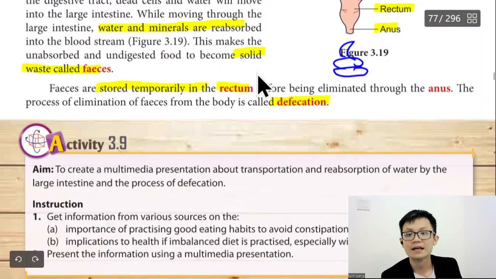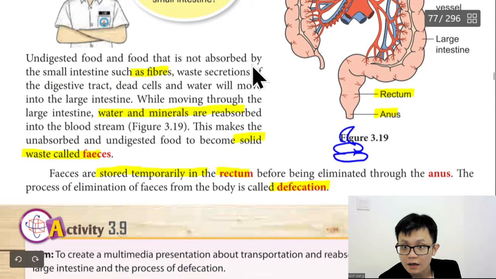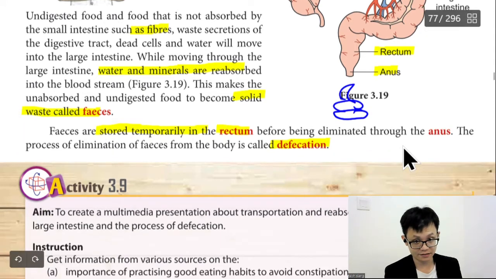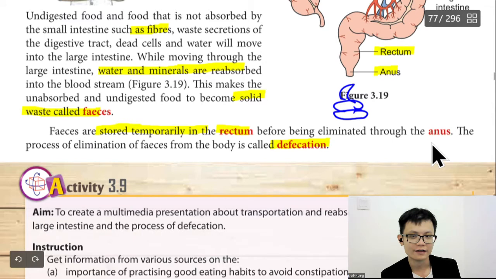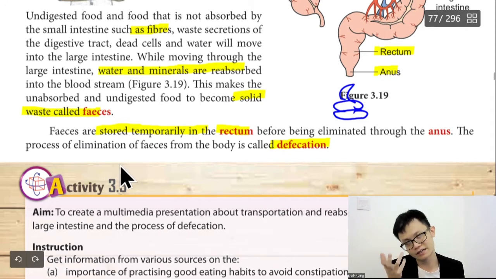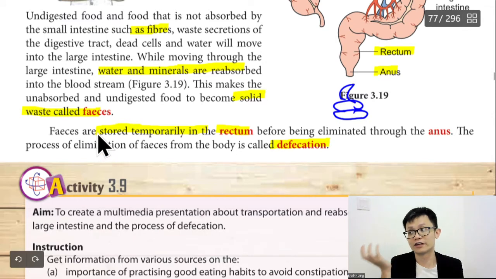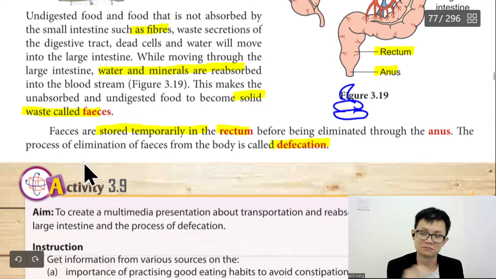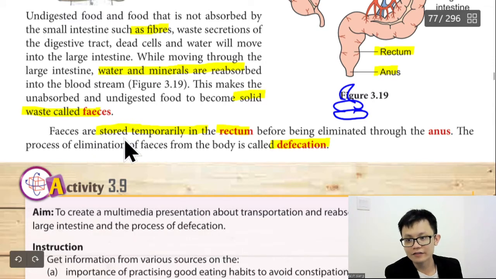Rectum. Let's look at it. What is the function of rectum? So this makes the unabsorbed and undigested food become solid. It's called feces. Feces are stored temporarily in the rectum before being eliminated through the anus. Anus is the same word, but one is the polite science word, another is the bad word to scold people. So the function of rectum is to store, like a storeroom for the feces. It's so complex and beautiful in terms of God's creation, right? It's to store feces temporarily.